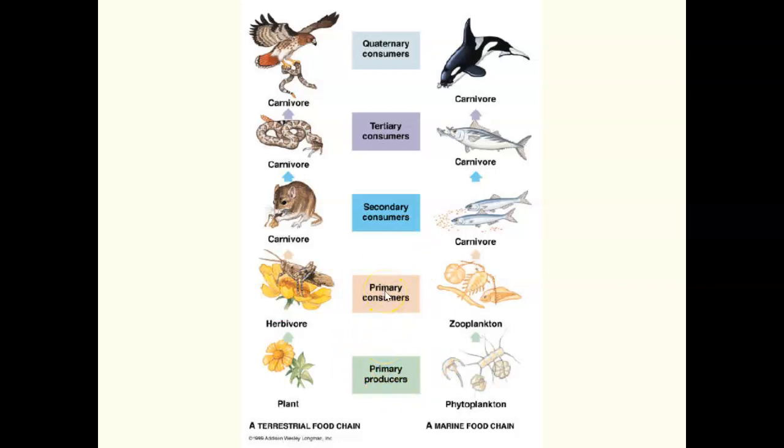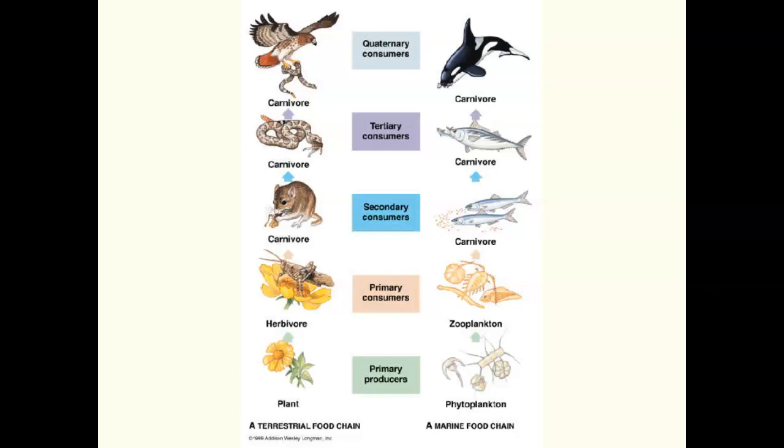Primary consumers are going to be your herbivores. Secondary consumers eat the primary consumers. Tertiary, which always means third level, is going to eat the secondary consumers. And then sometimes there's a quaternary level where these quaternary consumers eat the tertiary consumers.